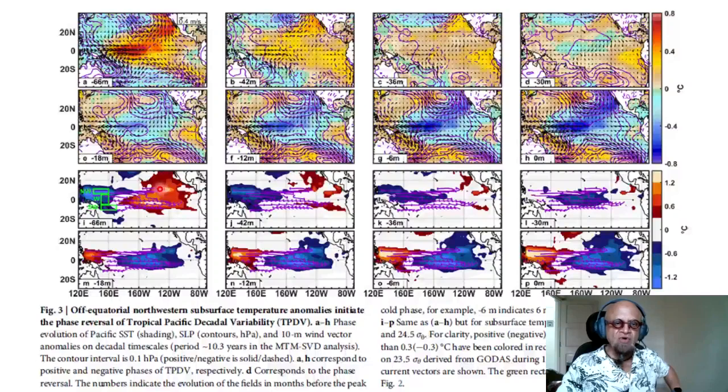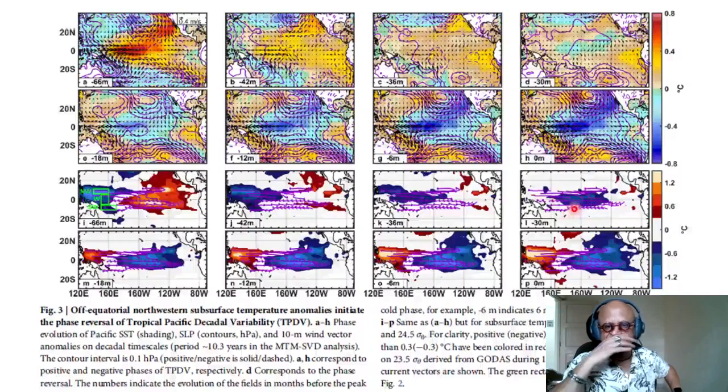So you can now go, these are the sea surface temperatures and winds and sea level pressure. So air-sea interaction phase, the phase transition from positive to negative. These are the corresponding subsurface anomalies, again going from minus 66 months before to minus 42, minus 36. This is the transition here.